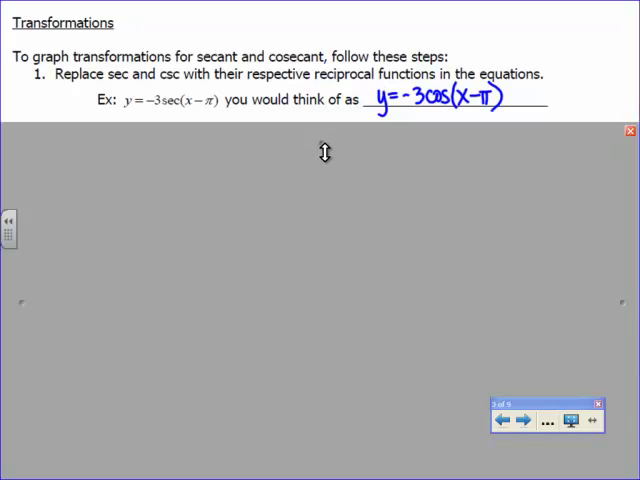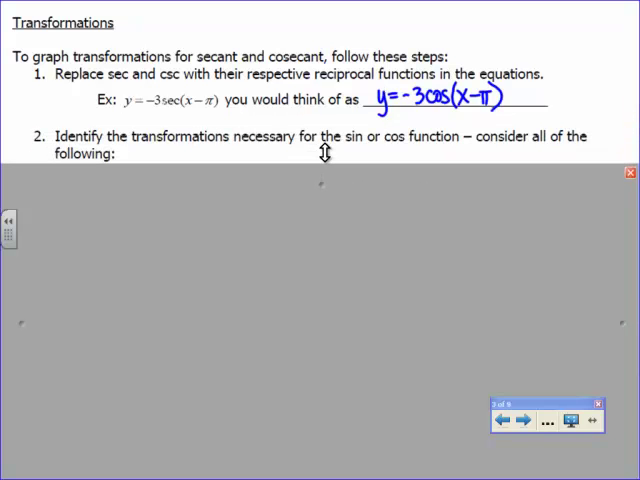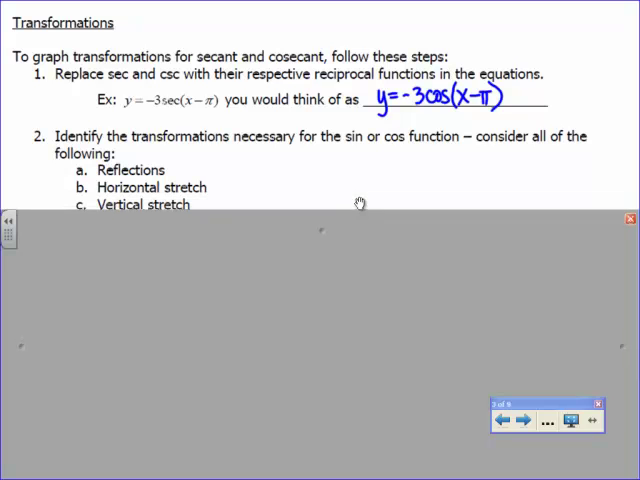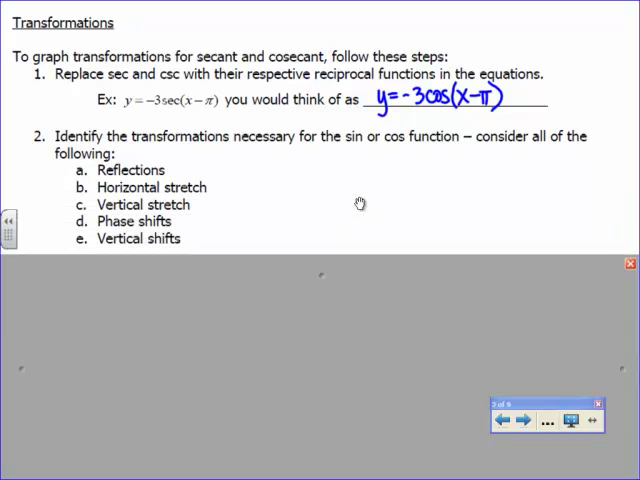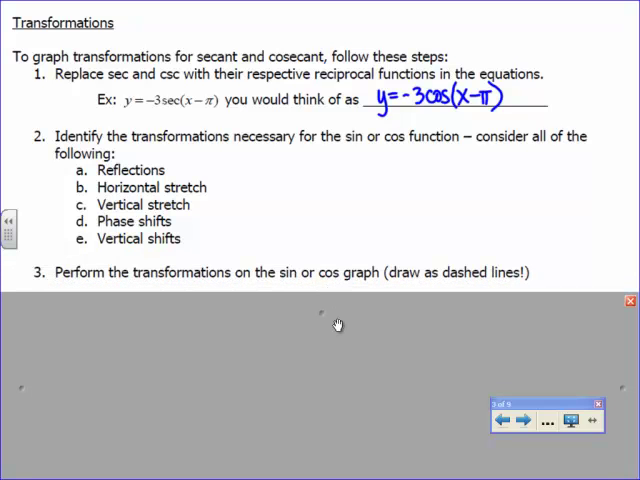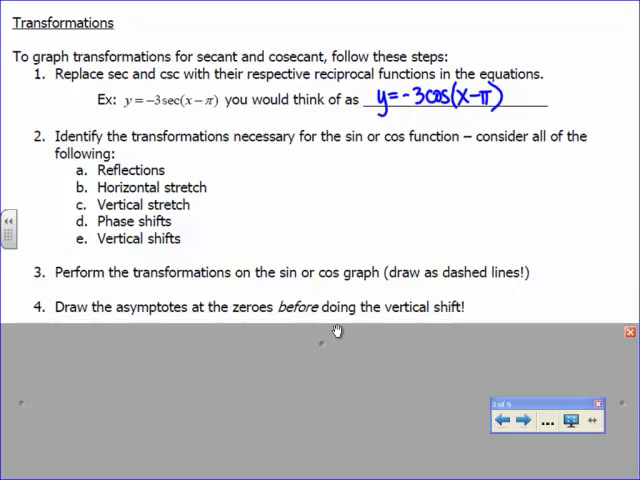Then you're going to use what we've learned in Unit 8 and Unit 9 about all the transformations to identify all the transformations that are necessary. Make sure that you're considering reflections, stretches, and shifts all together. So make sure you make a comprehensive list of all the transformations that are happening. Perform the transformations on the original sine or cosine graph. Draw them as dashed lines, seeing as how they are not our answer because we're really trying to graph secant or cosecant.